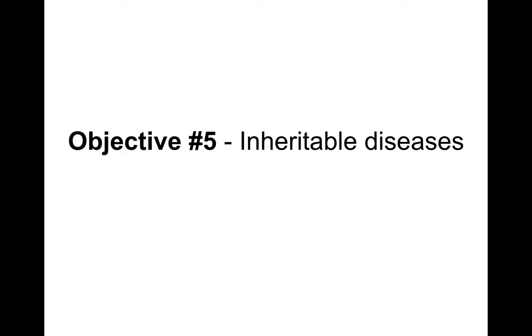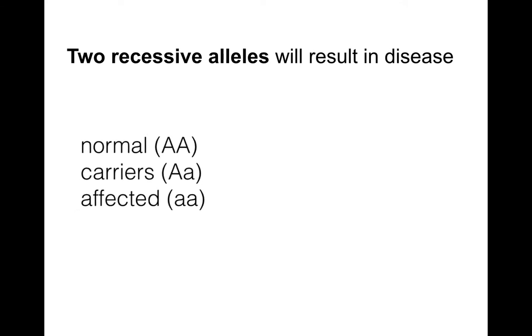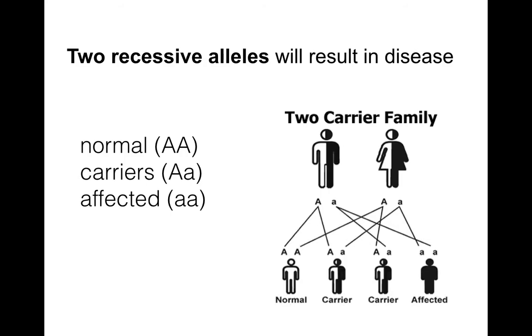Objective number 5, inheritable diseases. Autosomal recessive diseases are found on autosomes and they are recessive. So two recessive alleles will be needed to result in the disease. A normal individual would have two dominant alleles, a carrier would have a dominant and a recessive allele, and an affected individual who has the disease would have two recessive alleles.